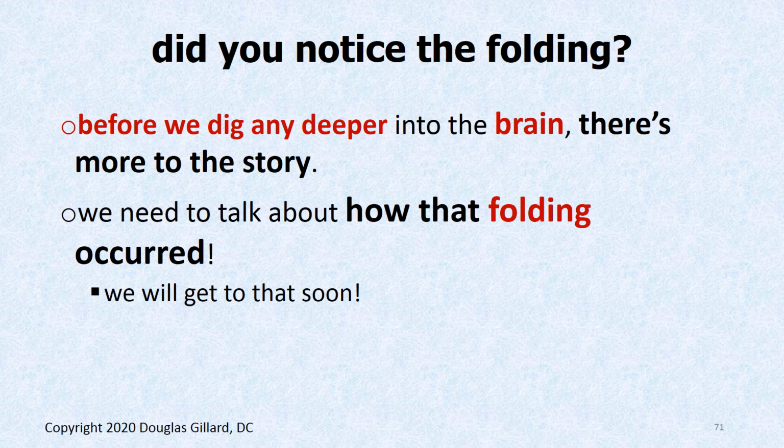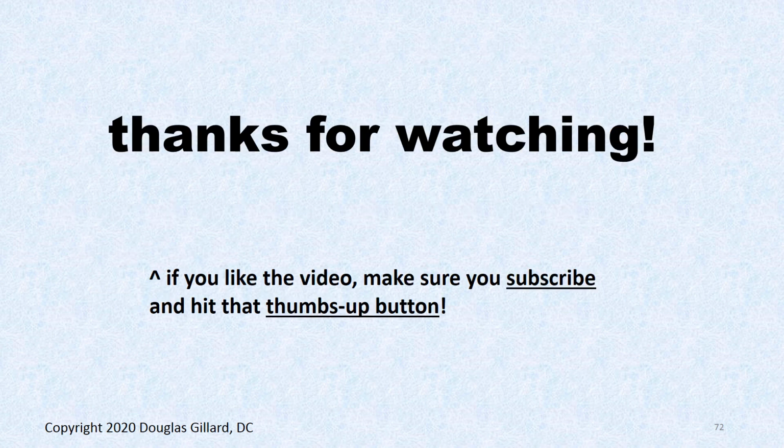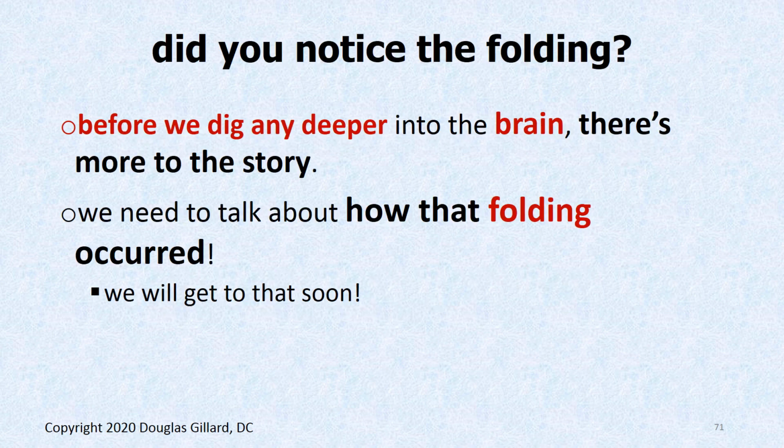Before we dig any deeper, there's more to the story. How does folding occur? We're going to talk about folding in the next lecture. Actually, yeah, that's the next lecture. So we'll talk about somitogenesis, the forming of the somitomeres and somites. Super important lecture. The formation of mesoderm into paraxial mesoderm, intermediate mesoderm, lateral plate mesoderm. And then we'll talk about folding. We got a busy lecture next time.